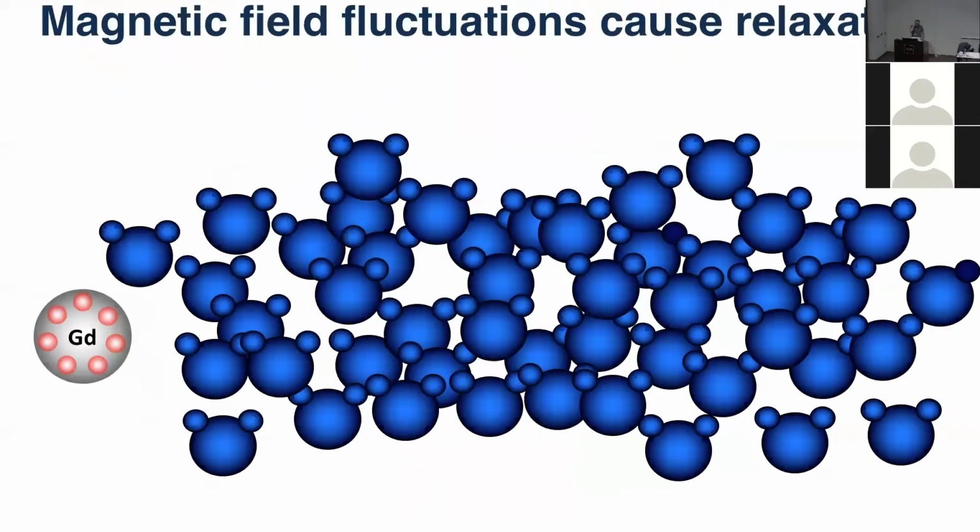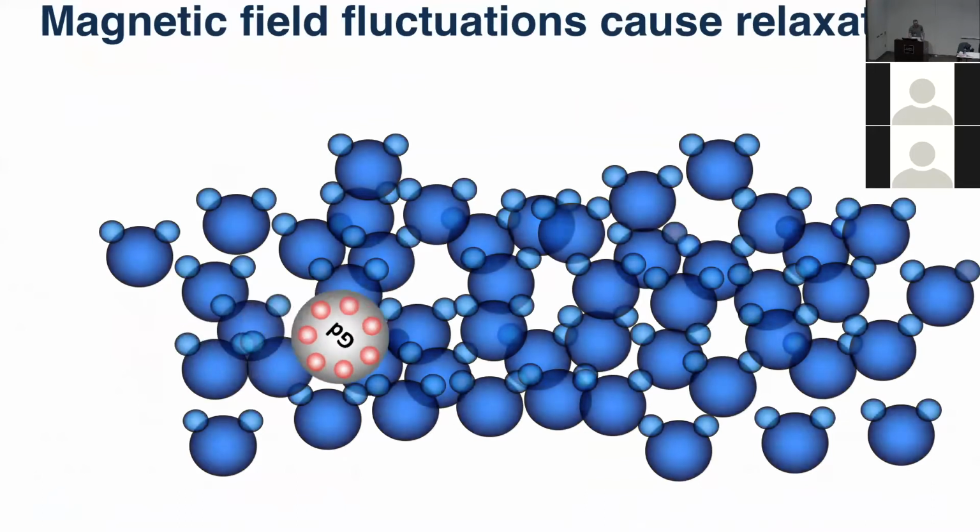And these magnetic field fluctuations cause relaxation. So here we have our gadolinium with our 7 unpaired electrons, and we have now a bunch of water molecules. So all these little Mickey Mouses, the big central circle is oxygen, and the little Mickey Mouse ears are hydrogens. The hydrogens are smaller than oxygen, that's why they look like little ears on Mickey Mouse. So now let's see what happens when this gadolinium with its 7 unpaired electrons tumbles by the water.